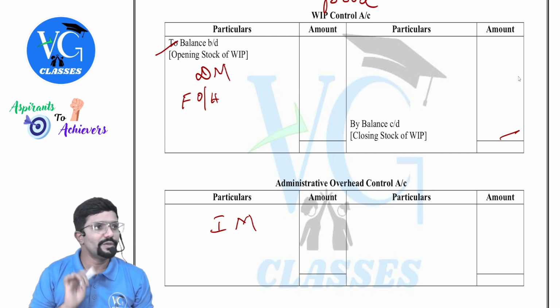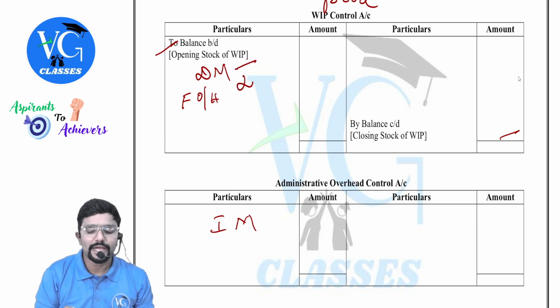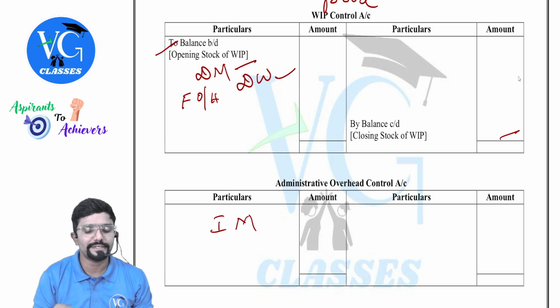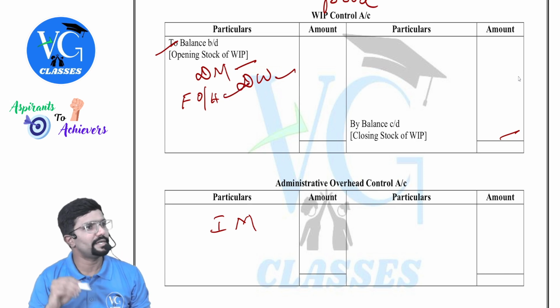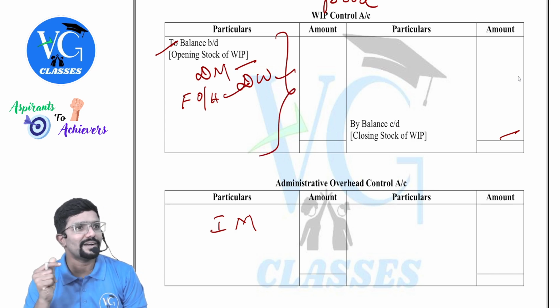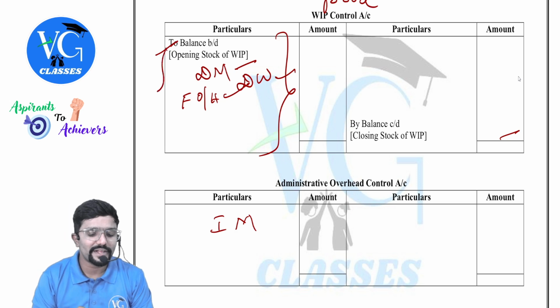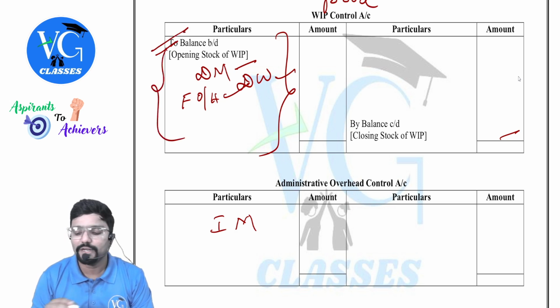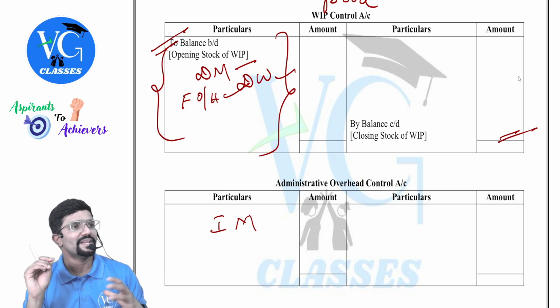Okay, sir. Then during the period, I would have received direct material, direct wages, debited. And factory overhead observed, debited. Now on the debit side, what is there, guys? Sir, all the production related expenditure plus opening WIP minus closing WIP.